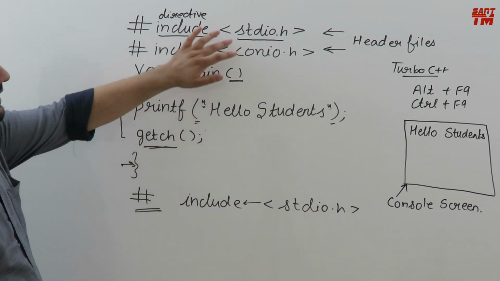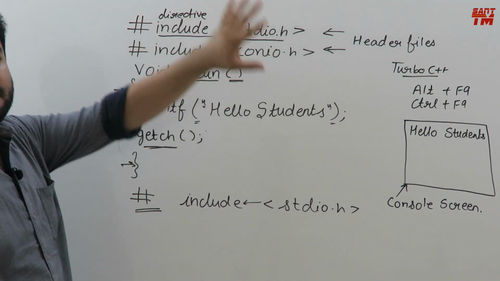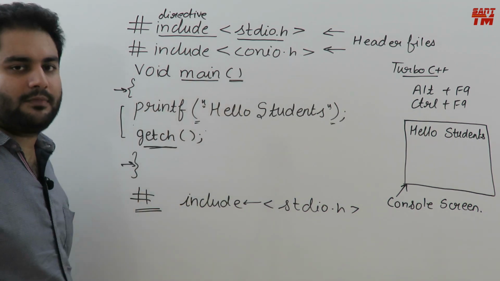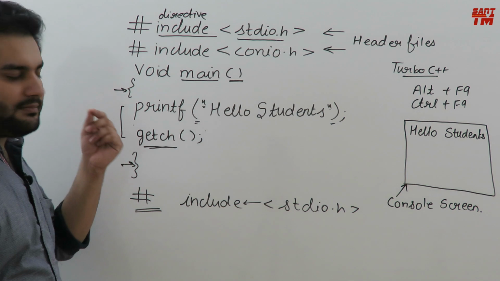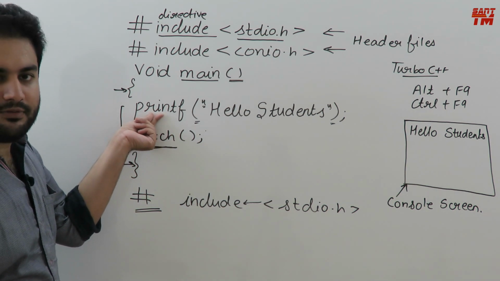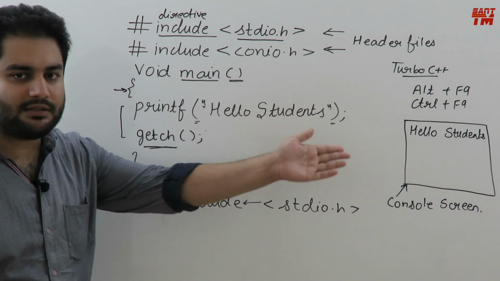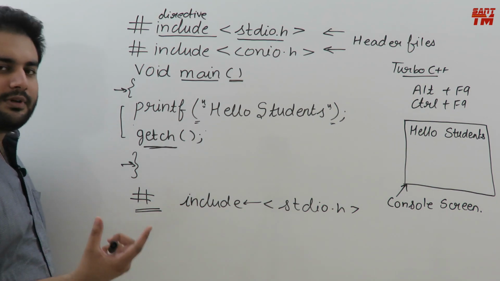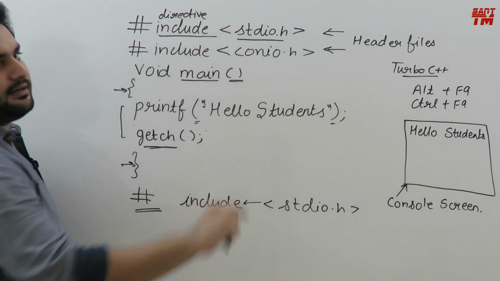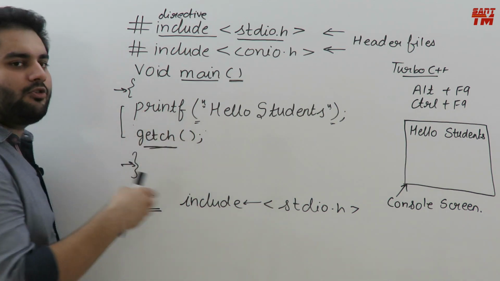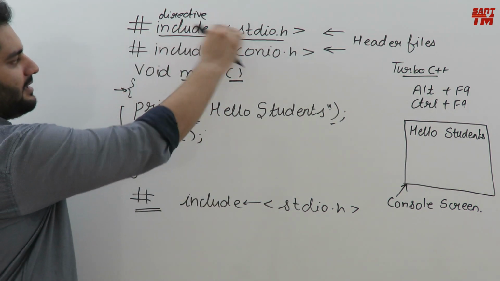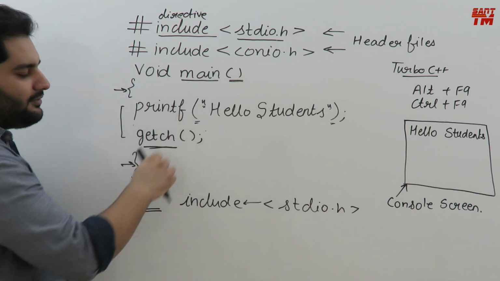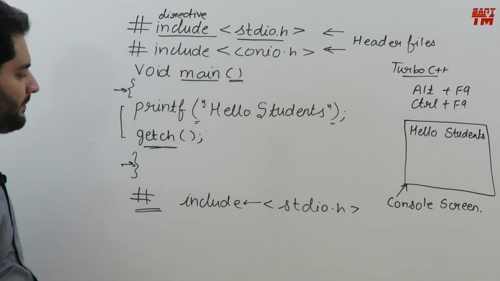Now if I omit this statement hash include stdio.h, then what will happen? This printf statement will not execute. Your program will return an error. Why? Because how this printf will work, how this printf will print the output on the console screen is defined within the header file stdio.h. A short C program for this printf is written in this stdio.h that will tell this printf how to perform the output. So if stdio.h is not pre-processed before compiling the program, before running the program, this printf will not execute. It will return an error.